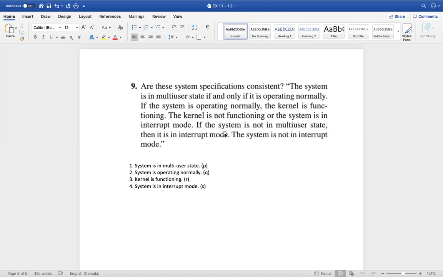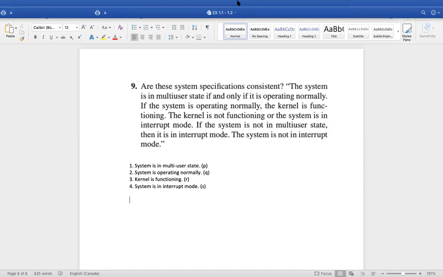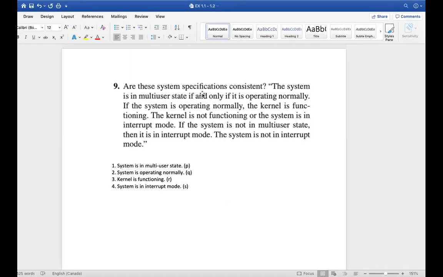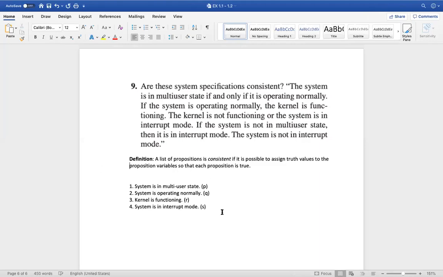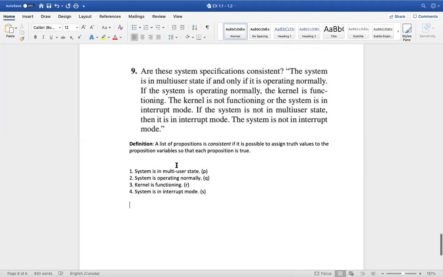Now, what is asked here? We are supposed to answer: are these system specifications consistent? A system specification is consistent if they all become true under some value. Again, the definition is in the lecture slides, lecture number 2, last slide number 5. It says a list of propositions is consistent if it is possible to assign truth values to the proposition variables so that each proposition is true. Let me put the definition here for you.